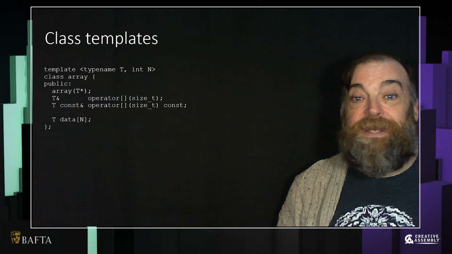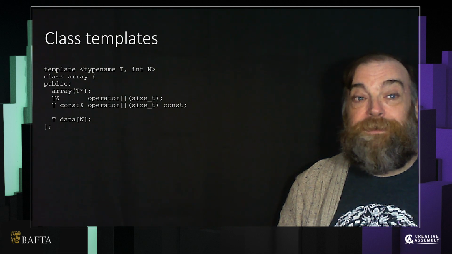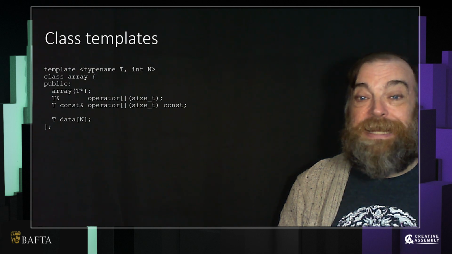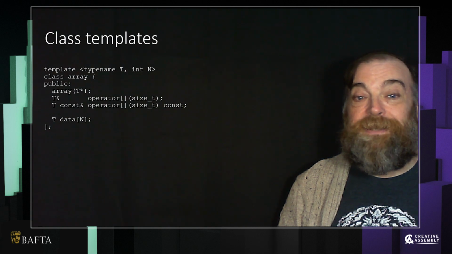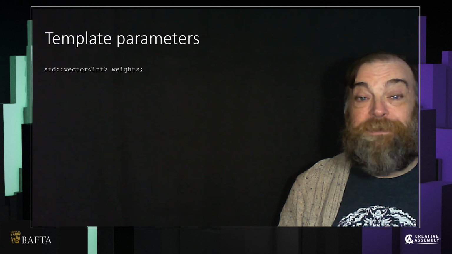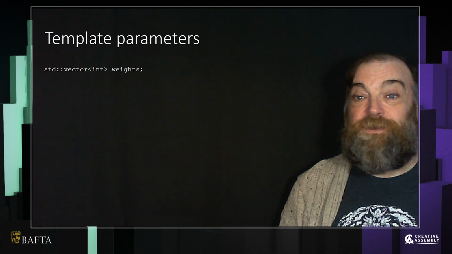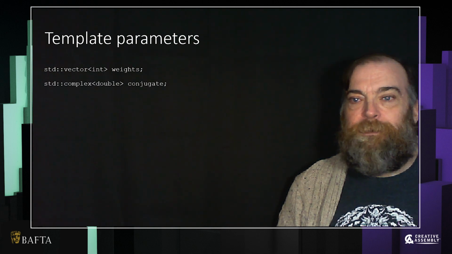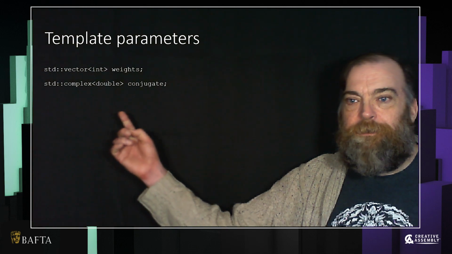But the important thing to note here is that the template parameters are not both types. The second parameter is an instance of a type. In particular, it's an int. In fact, there is quite a bit of latitude available to you when it comes to template parameters. So template parameters can be types, and this is what you would usually expect, something like a vector of ints, or a complex number with double coefficients.